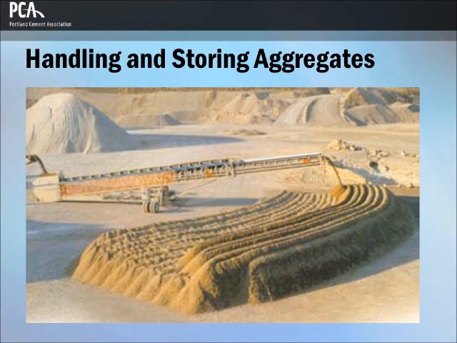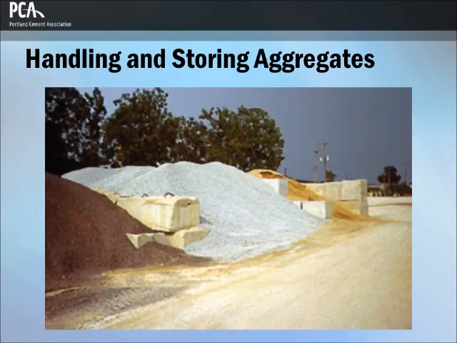Washed aggregates should be stockpiled well before use so that they can drain to a uniform moisture content. Bulkheads or dividers should be used to avoid contamination of aggregate stockpiles. Partitions between stockpiles should be high enough to prevent intermingling of materials.